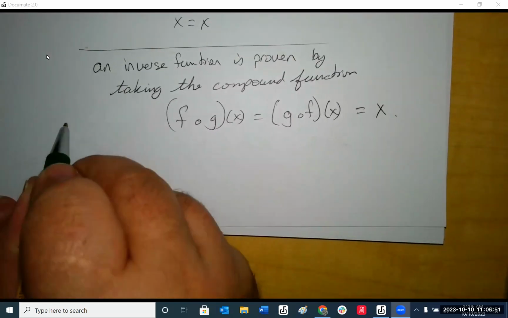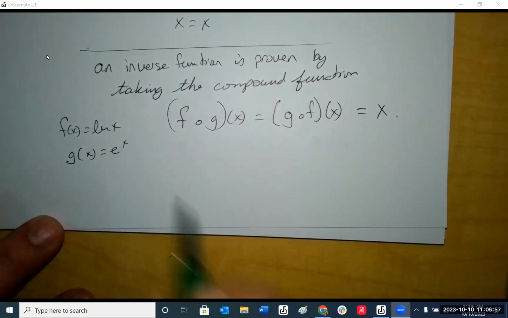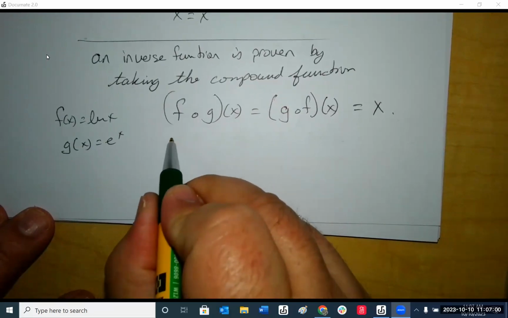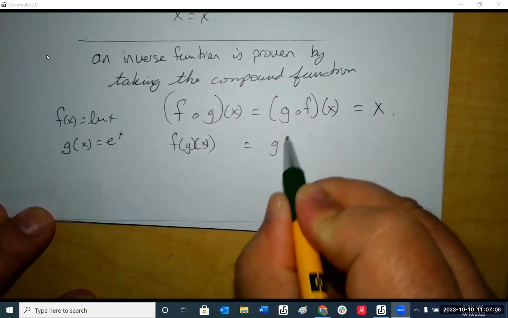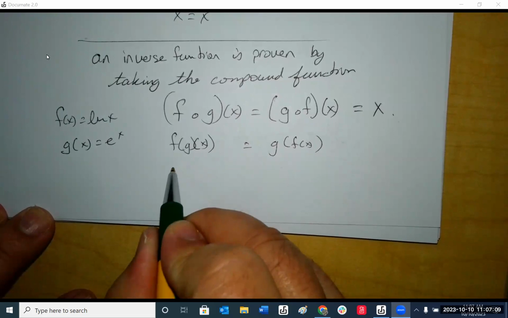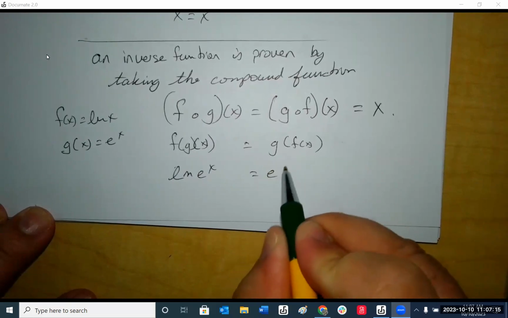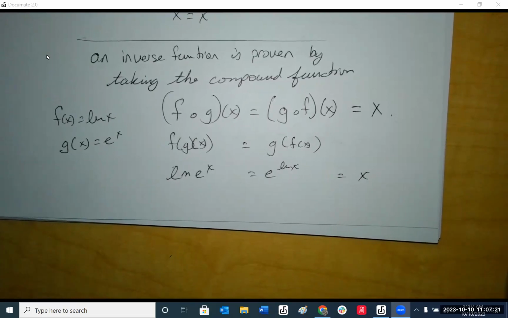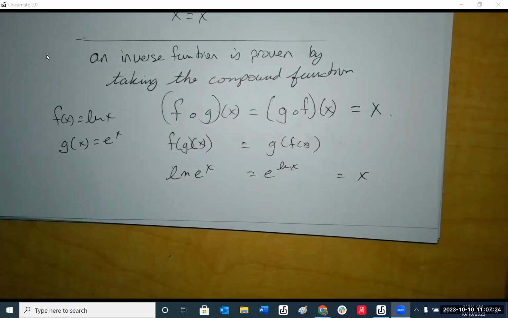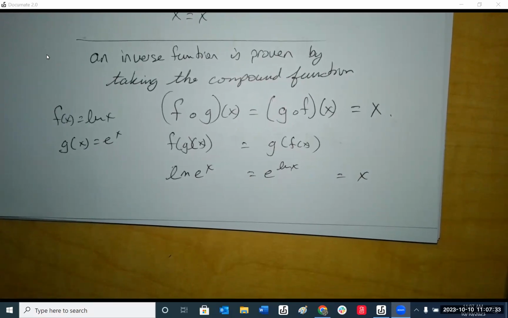So if our f was ln x, and our g was e to the power x, what this says is it's ln of e to the power x, or e to the power ln x, and the only way that could be true is if they both equal x. We know that ln and e are inverses of each other.